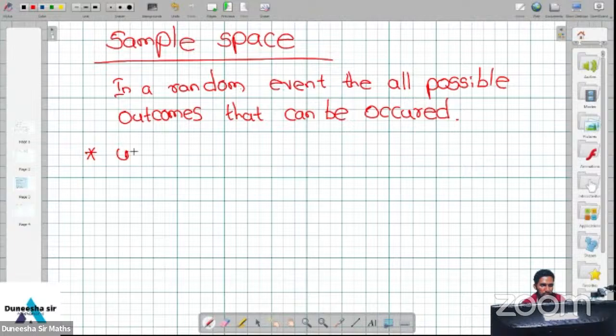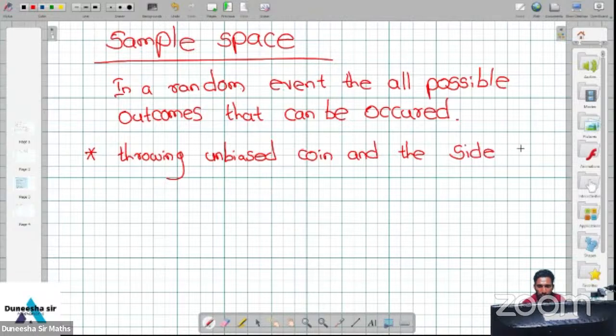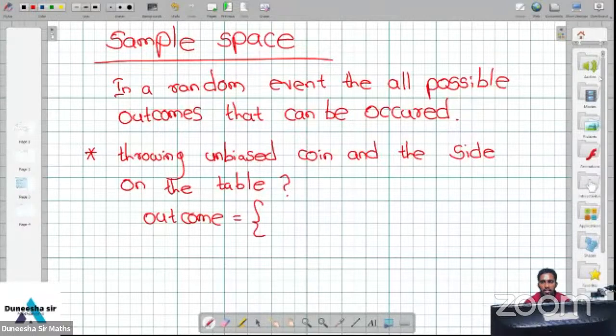Press done. Throwing an unbiased coin and the side on the table. Okay. What are the all possible outcomes in this experiment? What is all possible outcomes? Yes, head and tail.